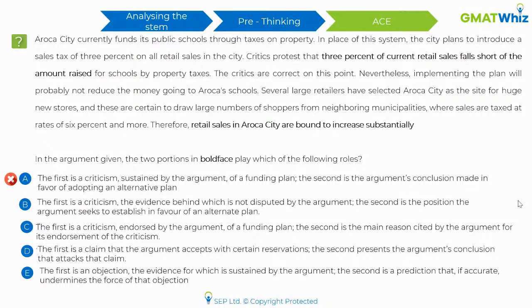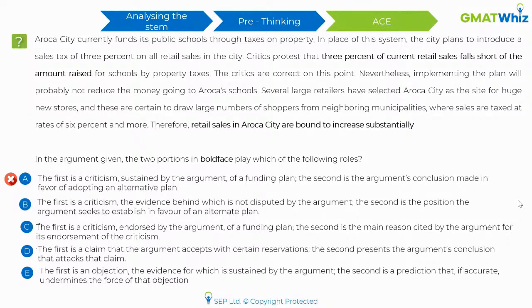So B, the first is a criticism. Yes, it is. The evidence behind which is not disputed by the argument. Absolutely. Okay, the evidence behind the critics' criticism was 3% of current retail sales falls short of the amount raised. And the author does not dispute that. So B so far is correct. Let's read the second part of B.